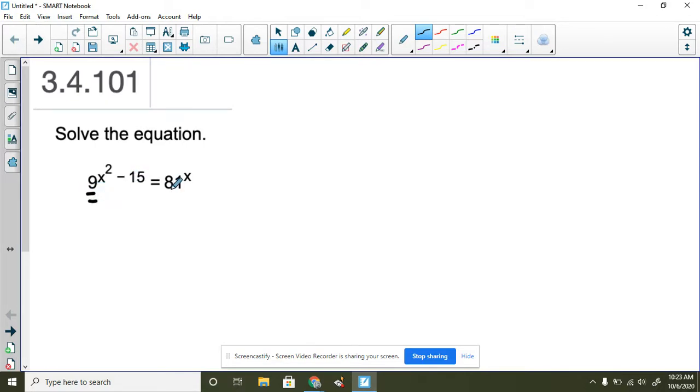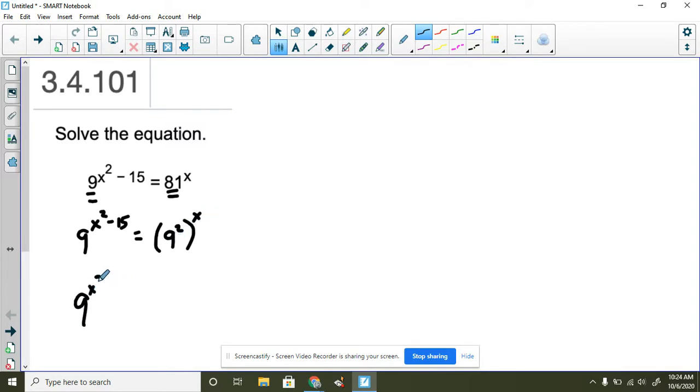Okay, we've got two bases here that are not the same, but they can be written as powers of the same base, right? So I can rewrite this. 9 is a power of 3, 81 is a power of 3, but 81 is also a power of 9, right? So I can leave this term the way that it is, and then over here I can write this as 9 squared to the x power.